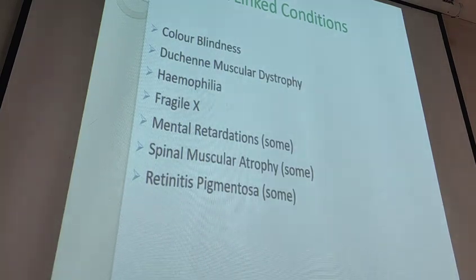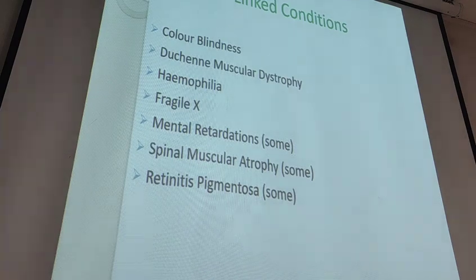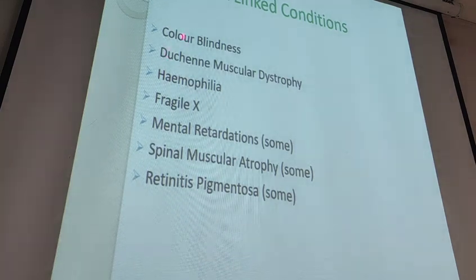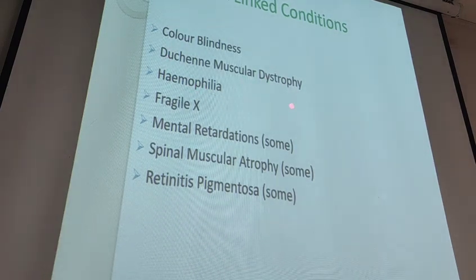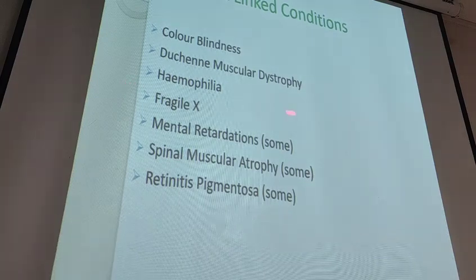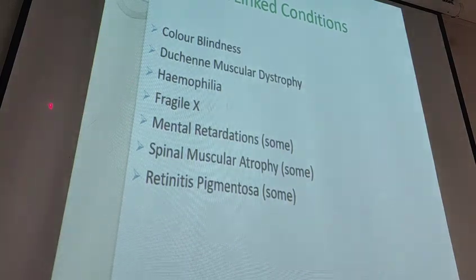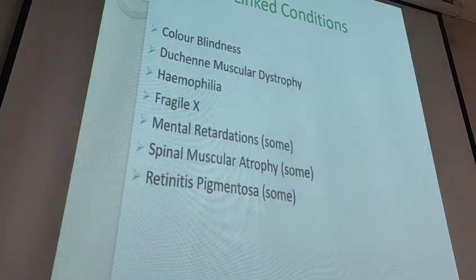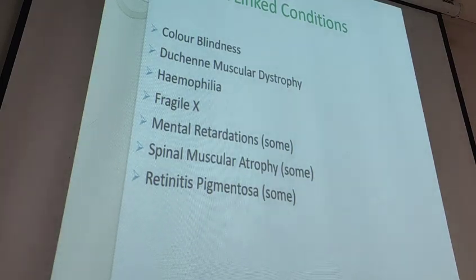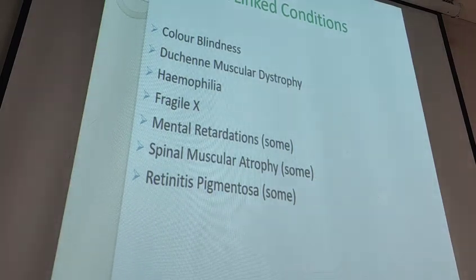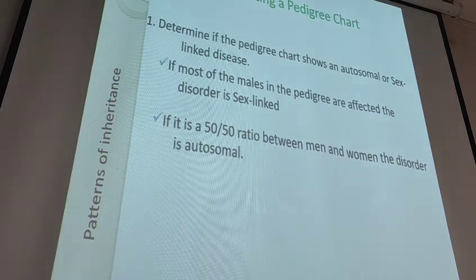There are also other X-linked conditions like color blindness, Duchenne muscular dystrophy, hemophilia, fragile X mental retardation, spinal muscular atrophy, and retinitis pigmentosa, and many others. Do we have to know about these disorders? No.